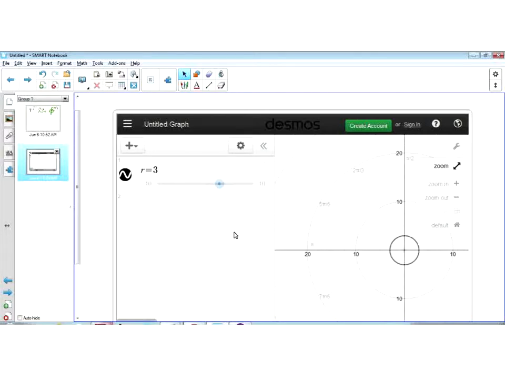Okay, so shown in black is r equals 3. All right, and so we pull up the pen tool, and we want, say, theta is equal to pi thirds. So let me show you how to sketch that graph.